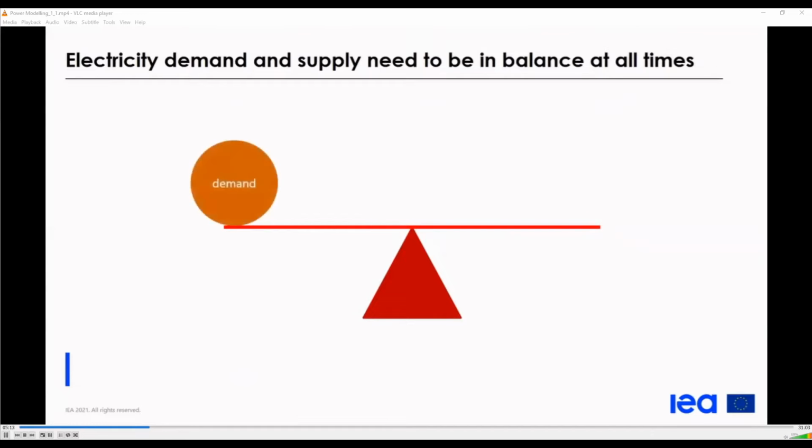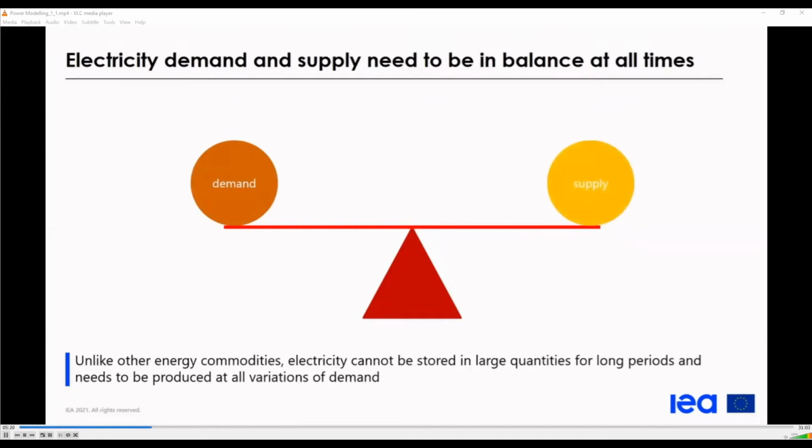Electricity demand must be met at all time by electricity production. And for all this variation that we see over the course of the year or at even the second time frame.